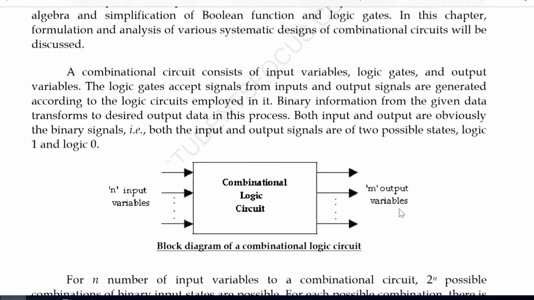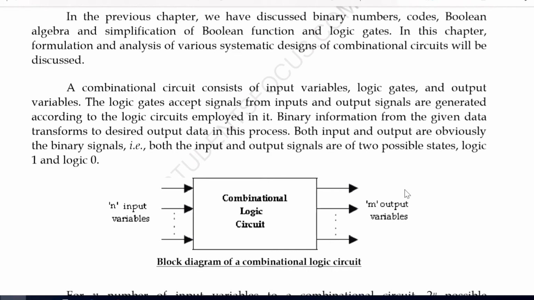There are many examples. This is the basic block diagram representation for combinational logic circuits, where I give n input variables as input to the combinational logic circuit, and it produces m output variables for the n input variables. This is what you have to know about the block diagram representation of a combinational logic circuit.